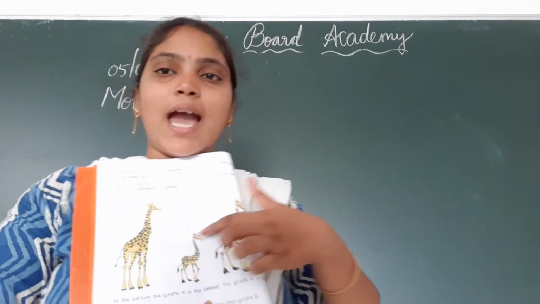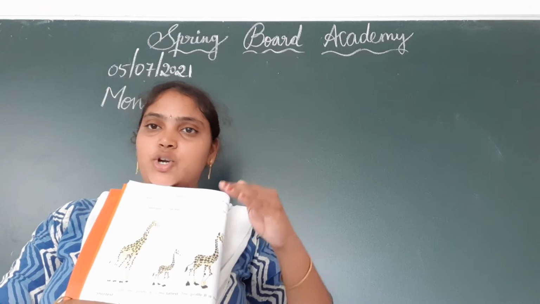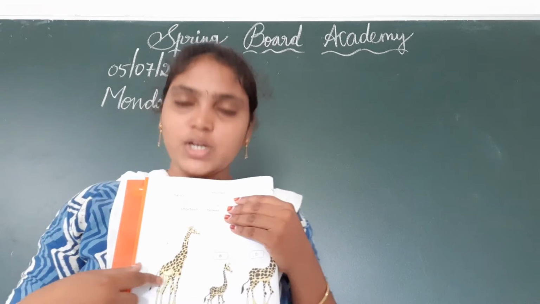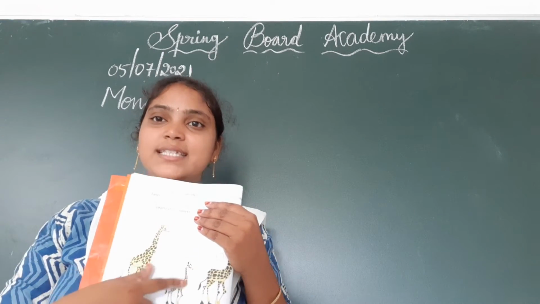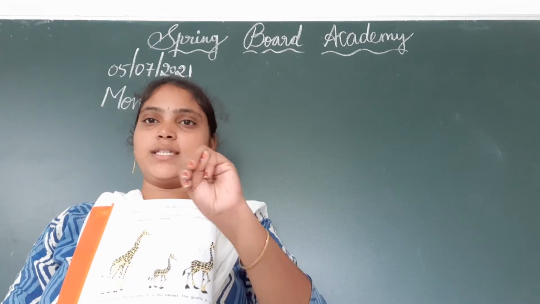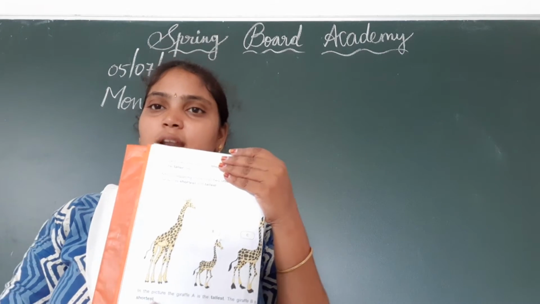Okay, here given animals to children, so for living things we use taller and shorter. But here, do you know children what are these? Do you know the name of these animals? What are these? Yes, giraffe. So how many giraffes are there? 3 giraffes. So now check what is the difference between these 3 giraffes children.